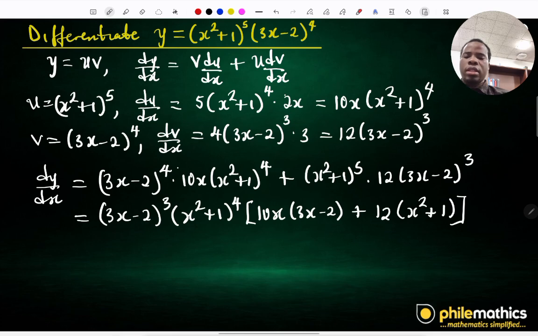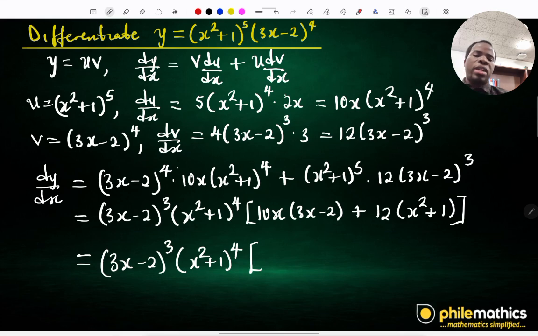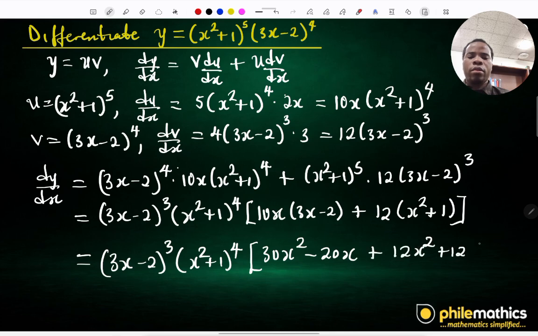So this is our final answer, which is (3x minus 2) to the power 3, (x squared plus 1) to the power 4, and this you can decide to open the bracket. If you open the bracket, you will have 30x squared minus 20x plus 12x squared plus 12.